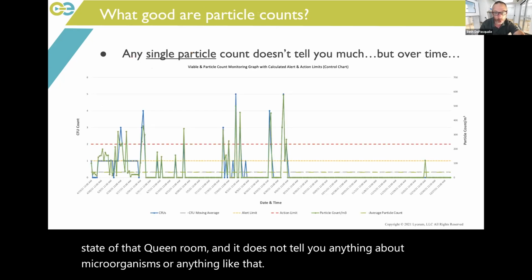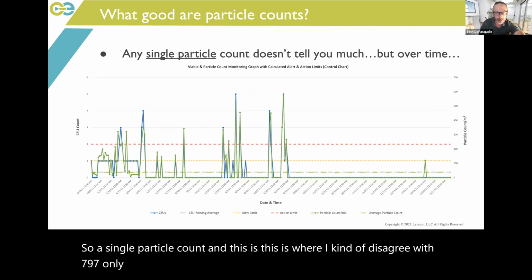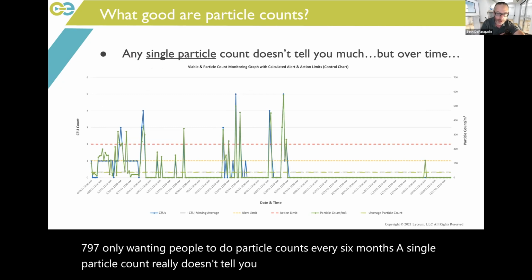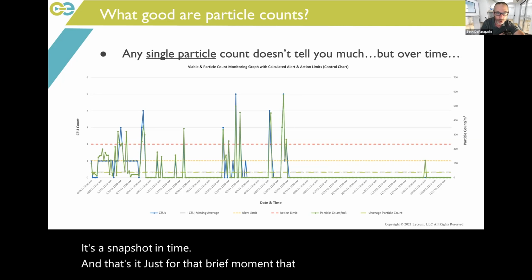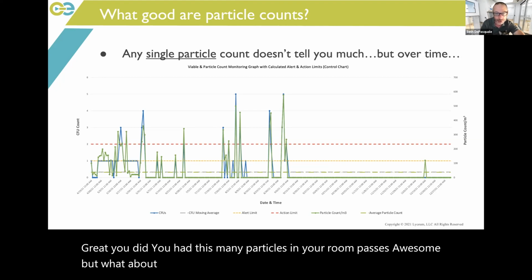So a single particle count, and this is where I kind of disagree with 797 only wanting people to do particle counts every 6 months, a single particle count really doesn't tell you anything. It's a snapshot in time, and that's it. It's just for that brief moment that it's looking at your air. Great, you had this many particles in your room, passes. Awesome. But what about during actual operating conditions? What does your air quality look like then?